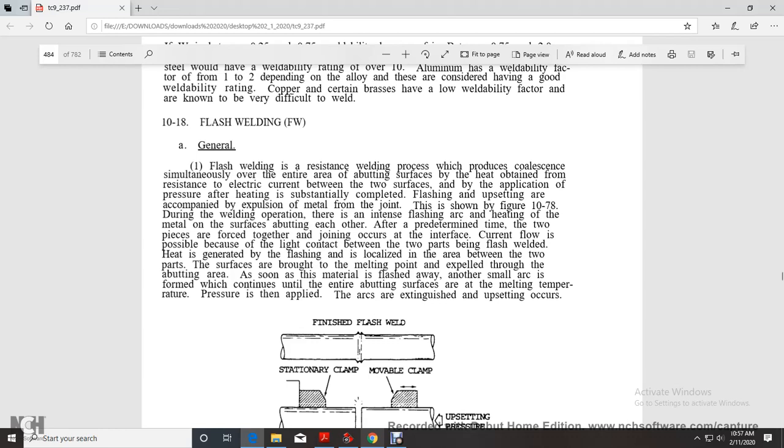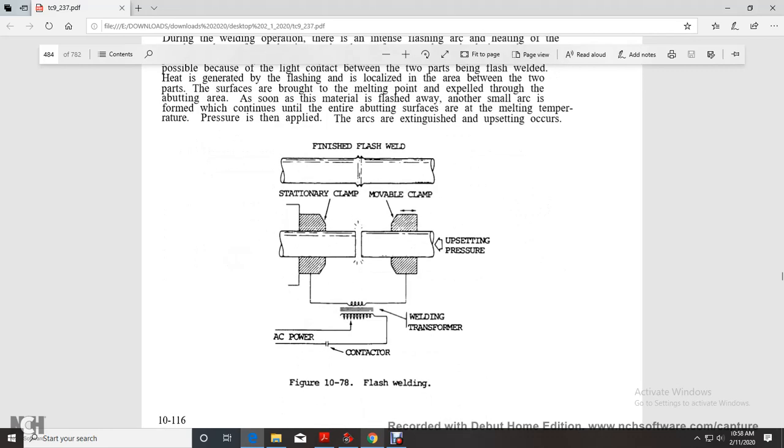After a predetermined time, the two pieces are forced together and the joining occurs. Current flow at the interface is possible because of the light contact between the two parts being flash welded. The heat generated by the flashing is localized in the area between the two parts, and the surfaces are brought to the melting point across the butting area. As soon as the material flashes away, another small arc is formed, continuing until the entire butting surface is melted. Temperature and pressure are then applied, the arc is extinguished, and upset occurs.